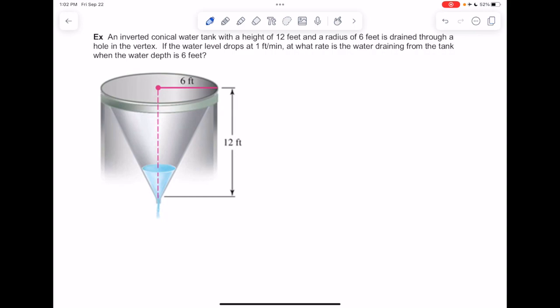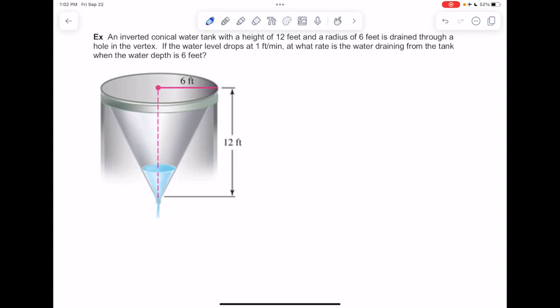An inverted conical water tank with a height of 12 feet and a radius of 6 feet is drained through a hole in the vertex. If the water level drops at 1 foot per minute, at what rate is the water draining from the tank when the water depth is 6 feet?